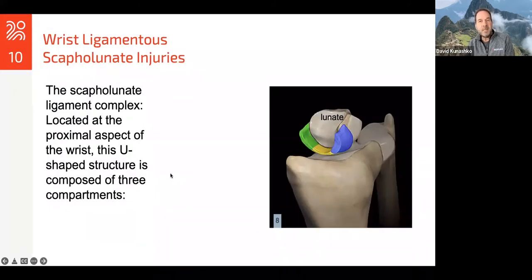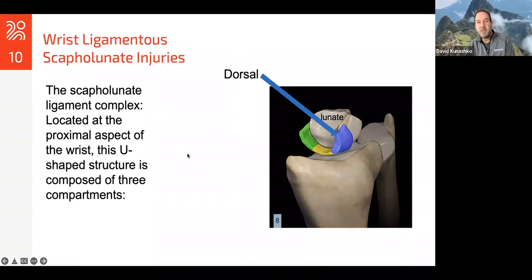The other type of ligament sprain I'm going to talk about is a scapholunate ligament injury. So in this diagram on the right, the scaphoid has been removed, and you can see the articulating surface of the lunate where it would articulate with the scaphoid. And then you see this ligament that wraps around and attaches the lunate to the missing scaphoid. It's kind of like a U-shaped ligament. It has 3 sections to it.